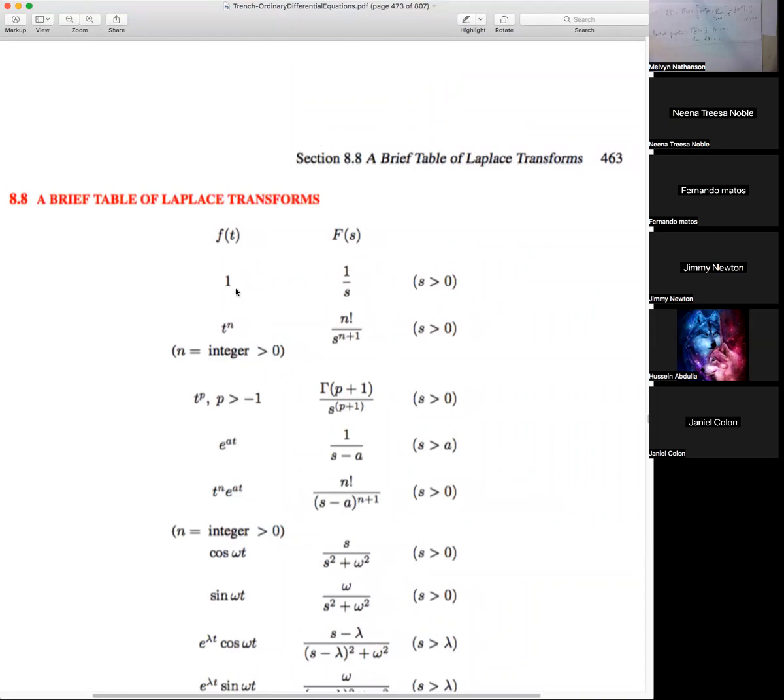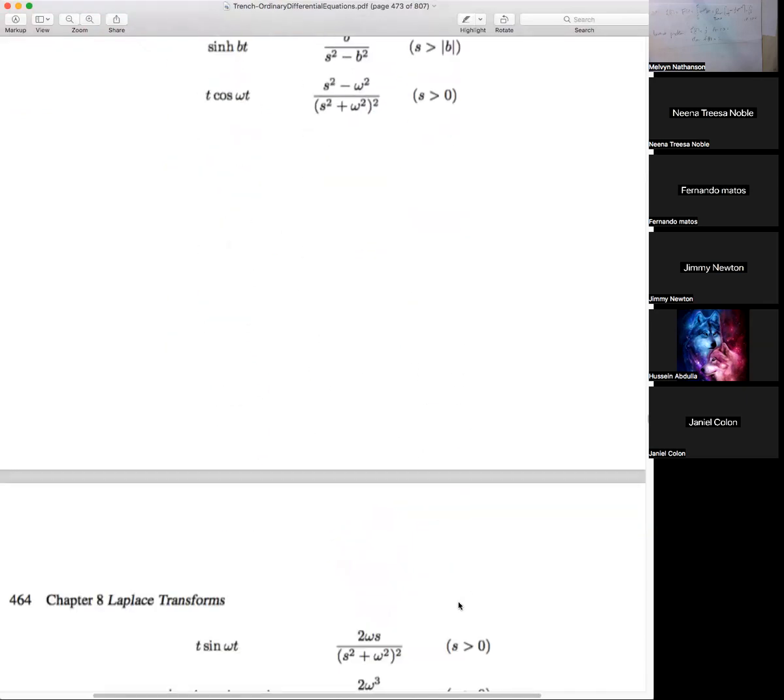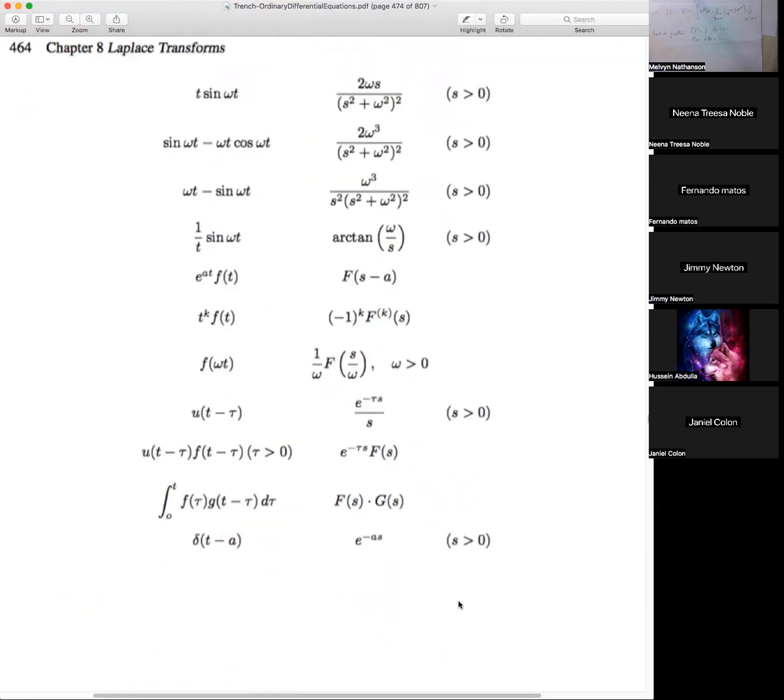So here's the one we just calculated. If little f of t is the constant function 1, the Laplace transform is 1 over s. And for other functions, here's the Laplace transform. If you take the cosine of omega t for any number omega, the Laplace transform is s over s squared plus omega squared. Or the function e to the lambda t sine omega t, this is the Laplace transform. And there are 2 pages of Laplace transforms.